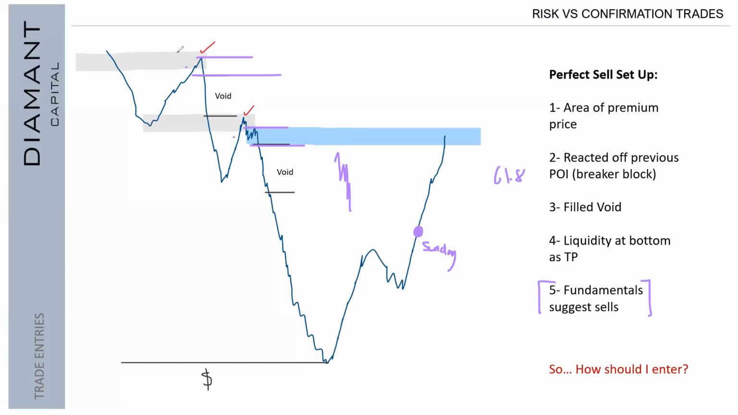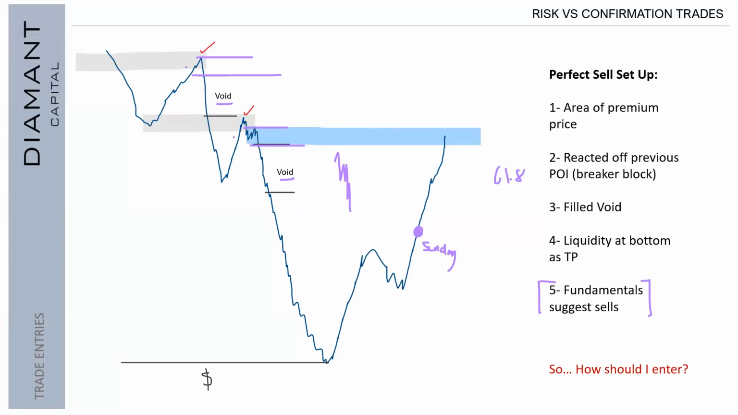So up here, we've reacted off some kind of order block. Here would be, for example, the breaker block. So we know it's a double mitigation type of entry. We've got a filled liquidity void, as you can see from here and here, and then liquidity at the bottom as take profit.